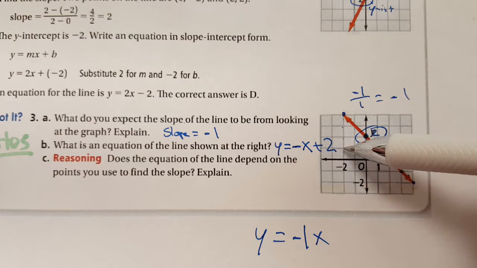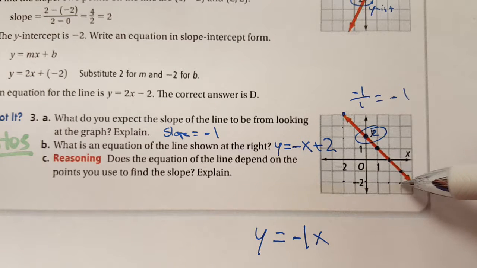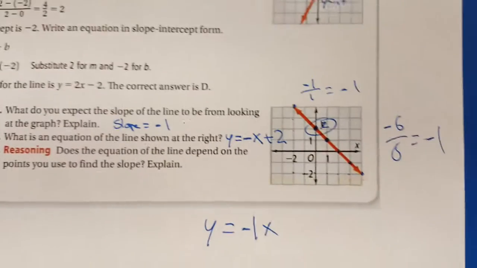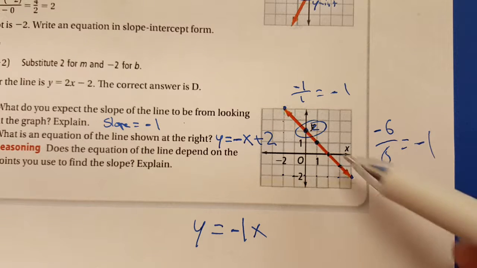Down 1, 2, 3, 4, 5, 6. Over 1, 2, 3, 4, 5, 6. -6 over 6, guess what? Still a slope of -1. Okay? So it doesn't matter which points you pick. Don't even pick points. Just look how it moves.